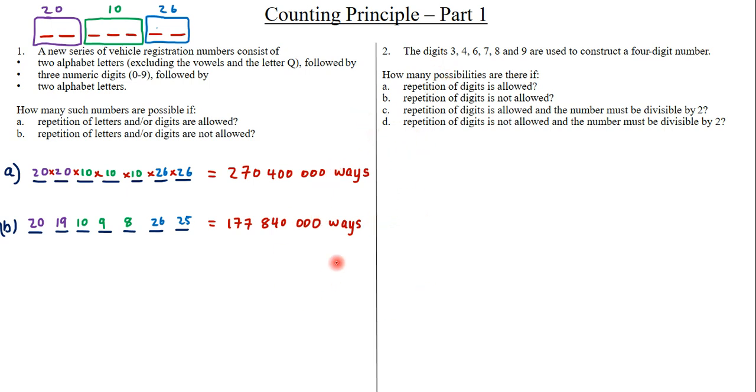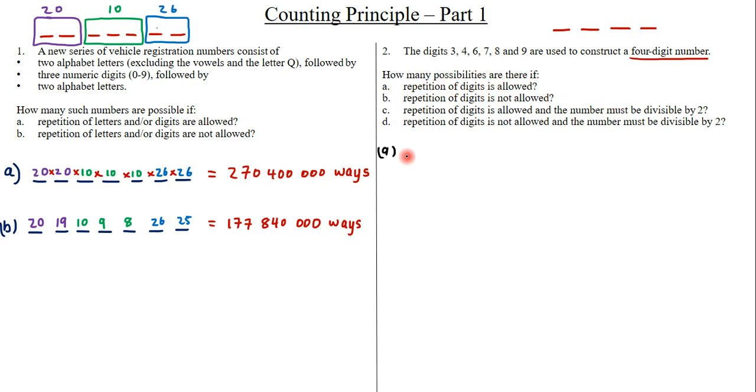All right, so the second part here says the digits 3, 4, 6, 7, 8, and 9 are used to construct a 4-digit number. So the structure that we have is a 4-digit number. What are the options to pick from? We have 1, 2, 3, 4, 5, 6 options to pick from. So to answer our question, let's see what the question is asking. It says, how many possibilities are there if the repetition of digits is allowed?